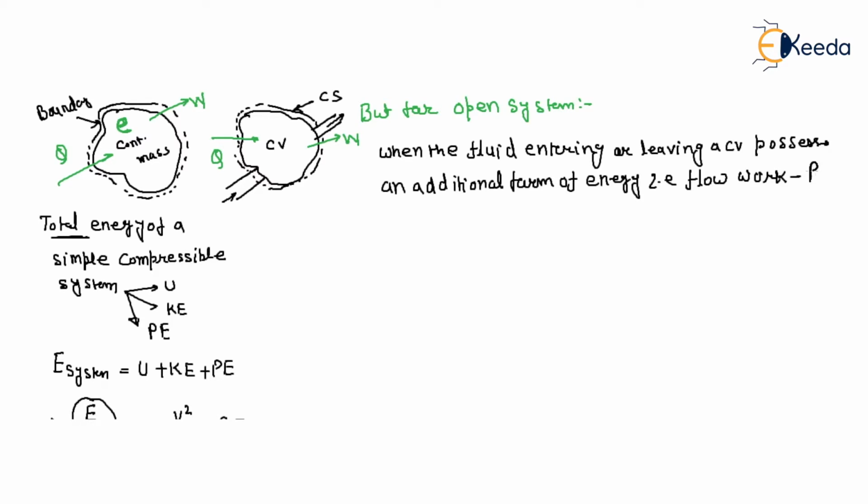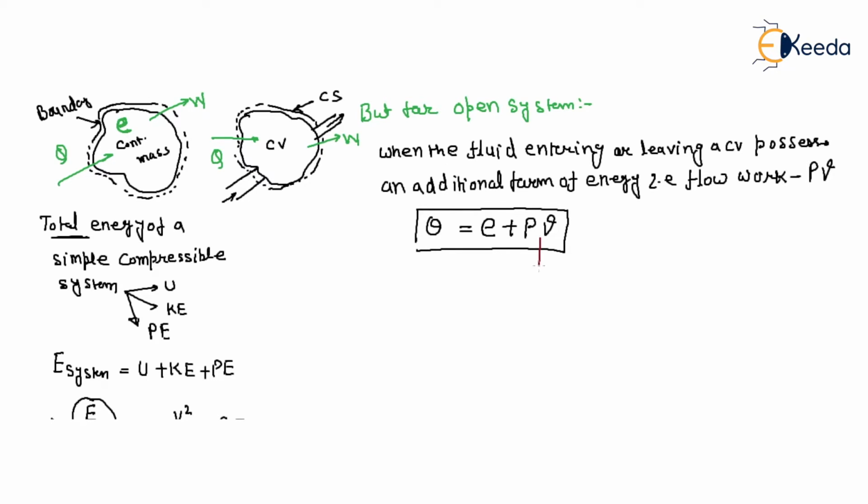Nothing but P into v. So this is the difference between the closed system and open system. In a closed system, there is only internal energy, kinetic energy, and potential energy. But when there is an open system, that means there is something in or out. So the energy associated with this system, the fluid has internal energy, kinetic energy, and potential energy which is in or which is out. Along with that, there is a flow work, denoted by theta.